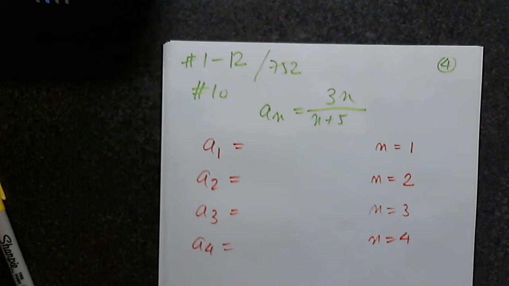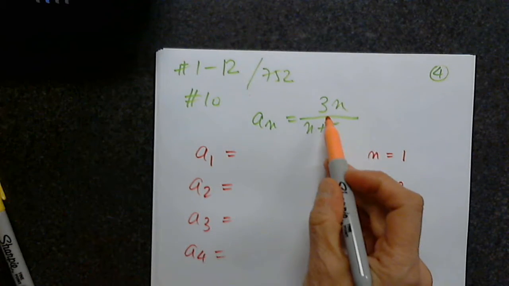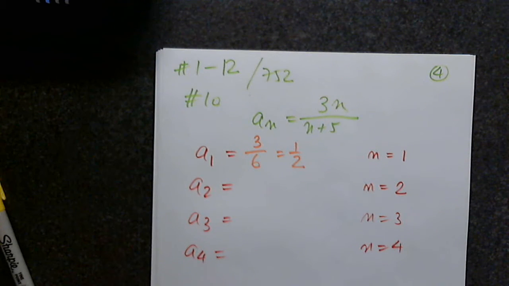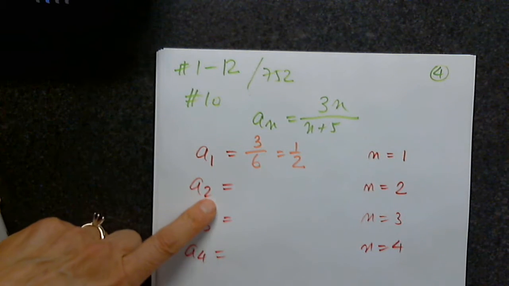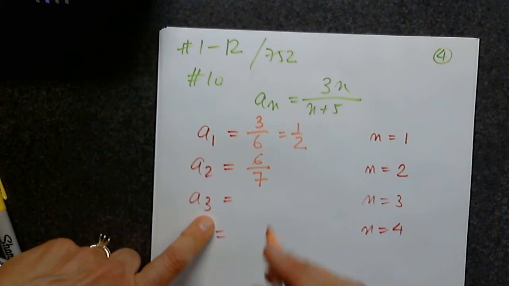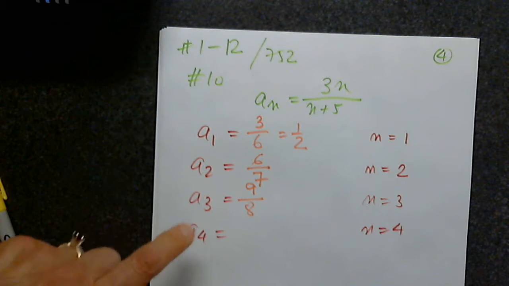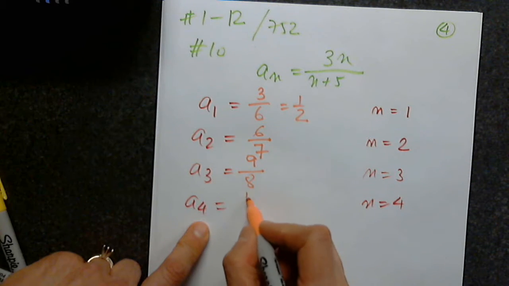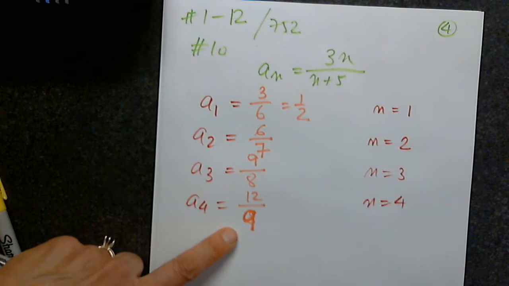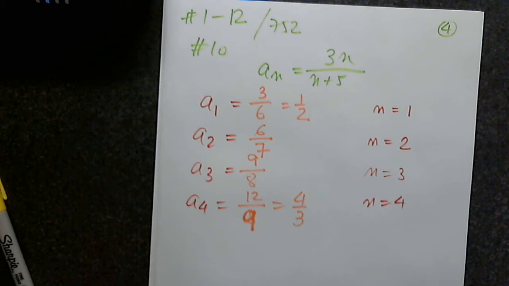Can anyone give us the first term of this sequence? 3/5. Very good. 3 times 1 over 1 plus 5. 6. So 3/6 or 1/2. Is that clear? Yes? Okay, the second one. 6 divided by 7. 2 plus 5. Good. What about the next one? 9 divided by 8. Okay. And the last one, 12 divided by 8. I'm sorry, it's 9. I will simplify by 3. So this is 4/3. Very good. Awesome. Do we need another example like this one? Yes? Yes. Okay, very good.